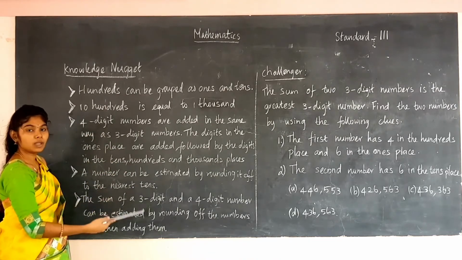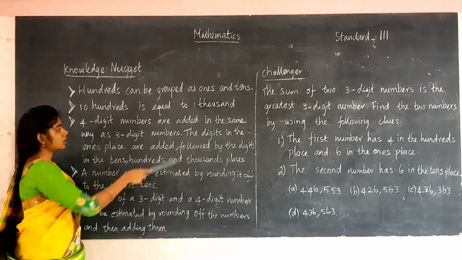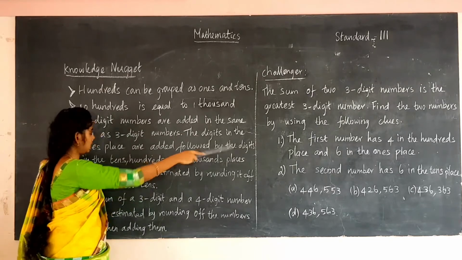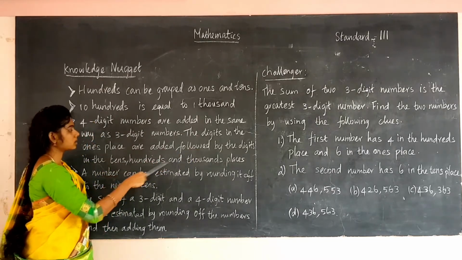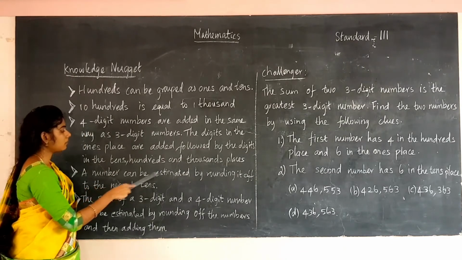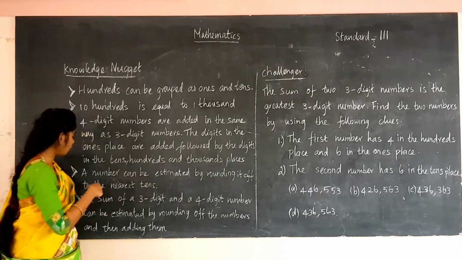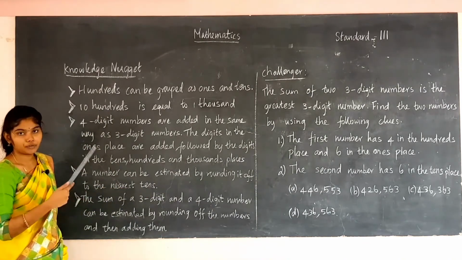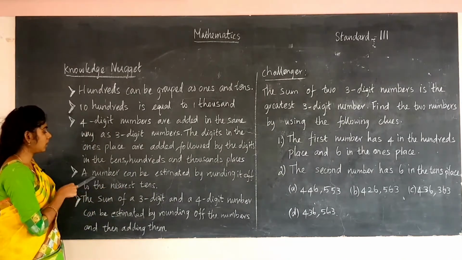Then a 4-digit number means after the hundreds place is the thousands place. The digits in the ones place are added, followed by the digits in the tens, hundreds and thousands places. And now the next one: a number can be estimated by rounding it off to the nearest tens. How will you estimate? First we have to round off the number, then only we can estimate the number.